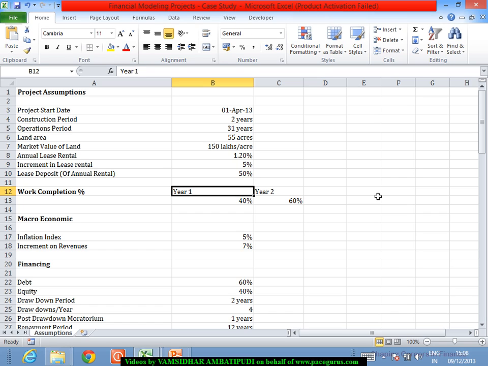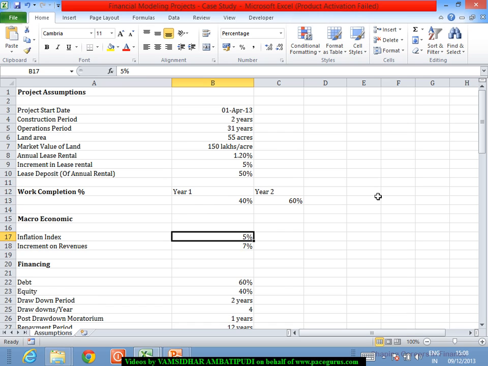Similarly, as a part of work completion, especially the construction phase, I am assuming that 40% of the construction work will be over in the first year and 60% in the second. What if this gets delayed by one more year? Instead of 2 years, what if it goes to 2.5 years or 3 years? I need to have all these kind of mechanisms, which means I need to maintain each one of them as an assumption as a part of my financial model. Now, using these various assumptions, we will be building our financial model.